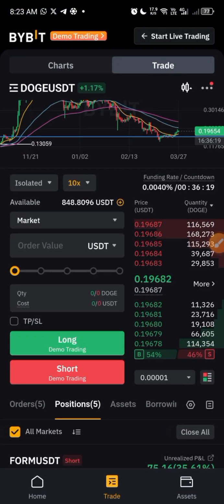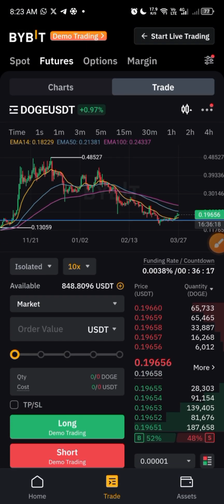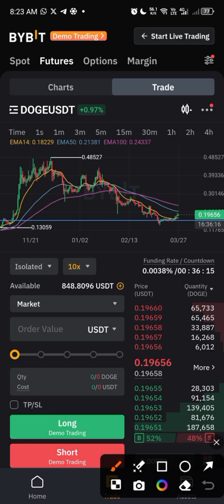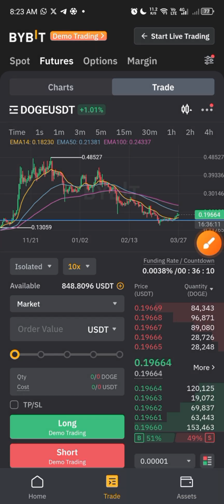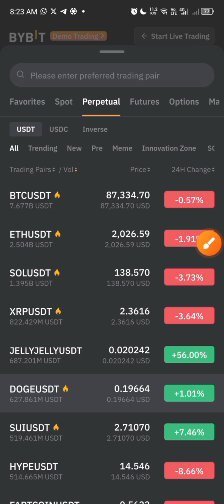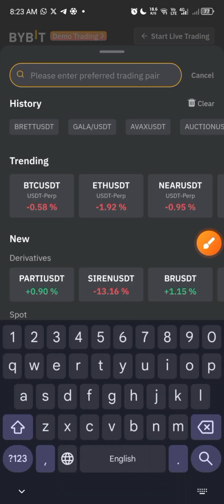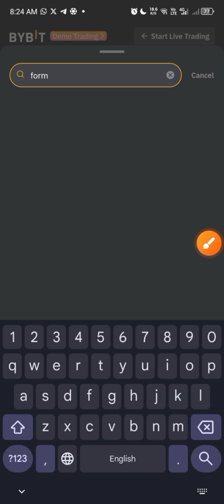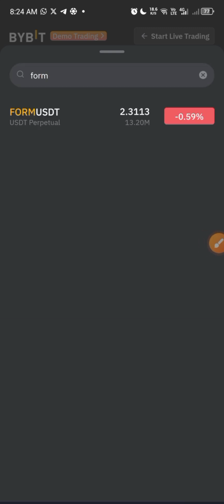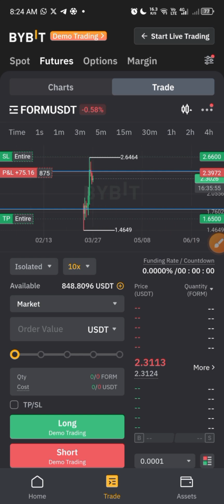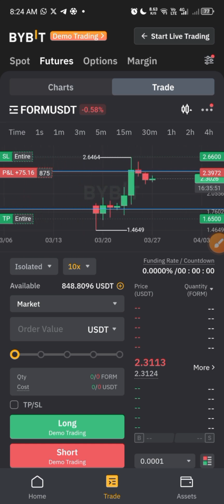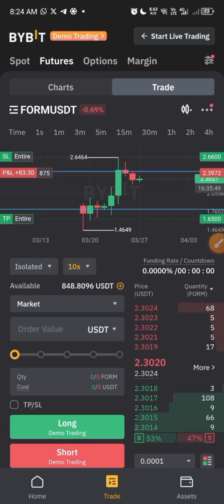So you come to Bybit like this. We are using Bybit for our trading, so you have to know that. You click on this place that says Doge. It's going to come up with other pairs. So you search for the one you want to buy. You click on this place to search. I'm just going to click here, Form. You can see Form USDT. So that is Form USDT. Let me zoom it out. Good. So this is Form USDT.